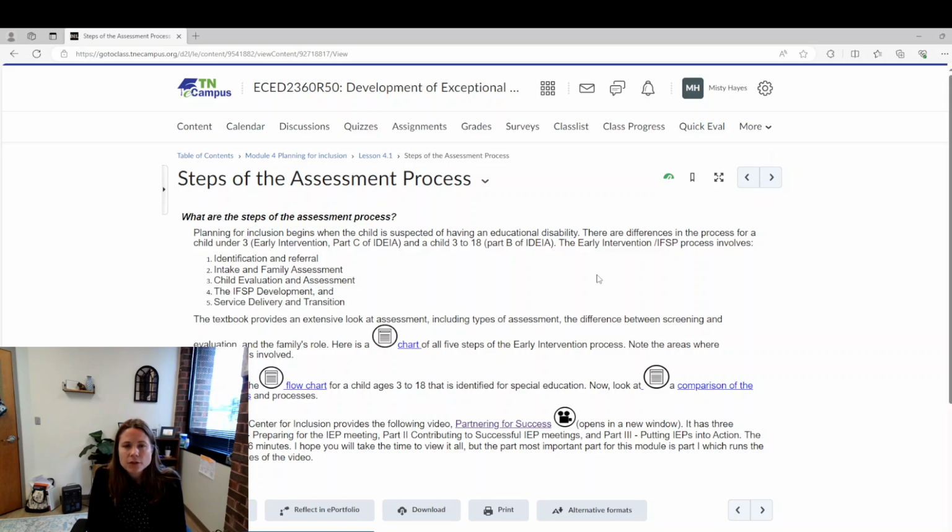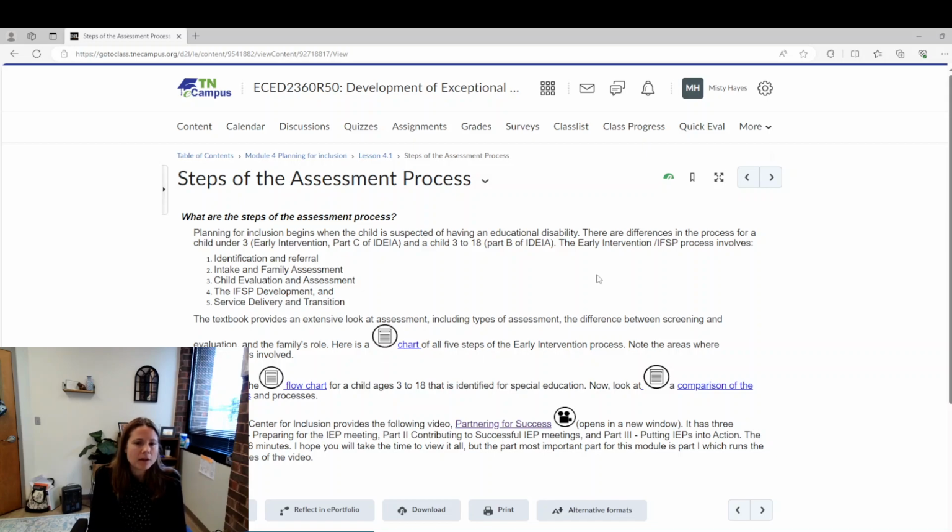So the first thing you look at is identification and referral. So you identify there's an issue, you spoke with the parents, you're seeing something going on, you can refer them for assessment. They have to do the intake and family assessment, so we dive further into that. We have to look at the child evaluation process and the assessment. So what is involved with this evaluation? Then we're going to look at the IFSP. How do we develop that?